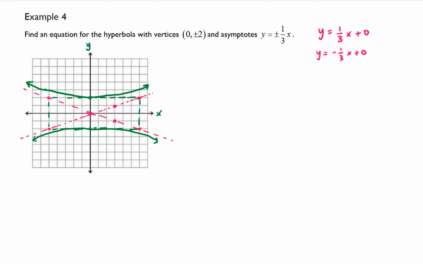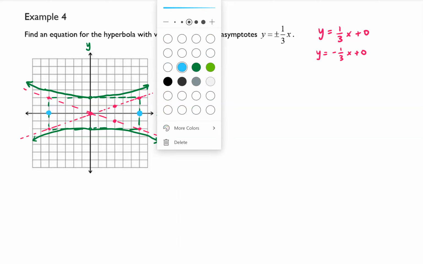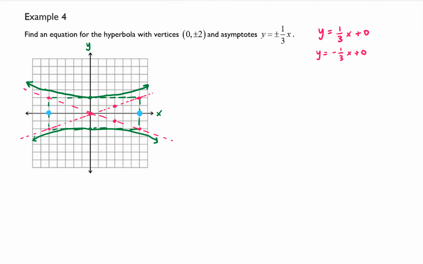And I'm going to highlight my co-vertices. So there's a co-vertex there and a co-vertex there, and those are located at... Okay, so one is at (6, 0) and the other one is at (-6, 0). And then my vertices, we already know that those are located there.